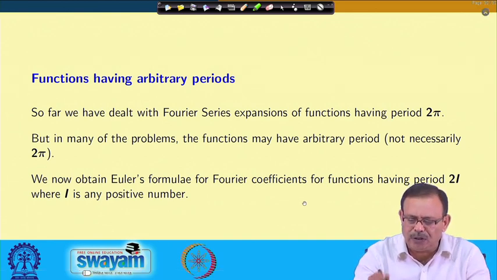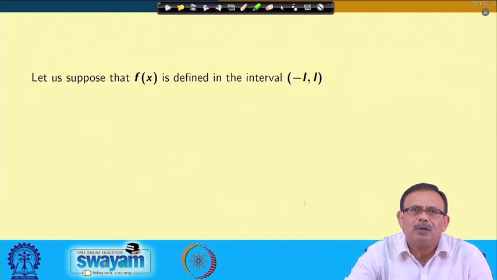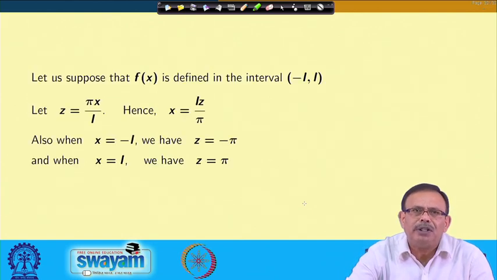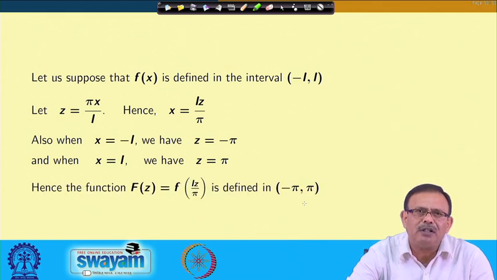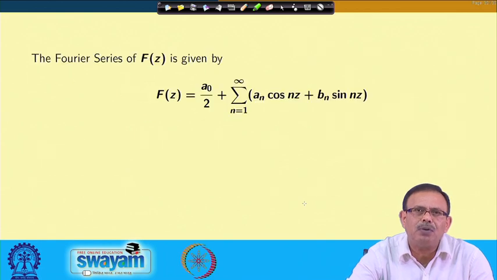Just as we have told here, we are making z equals pi x by L, so that x equals Lz by pi. When x equals minus L, we have z equals minus pi. When x equals L, we have z equals pi. So now we are redefining the function in minus pi to pi as a new function capital F(z) equals f of Lz by pi, and we know that F(z) can now be expanded in terms of Fourier series, which is known to us.